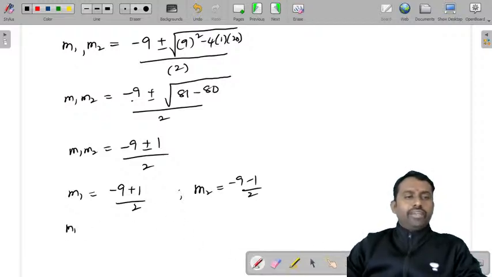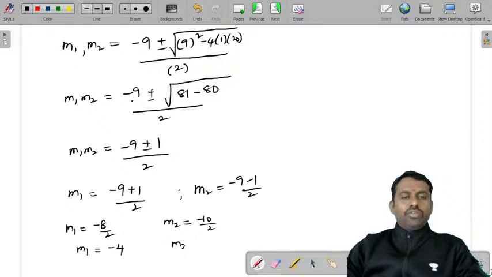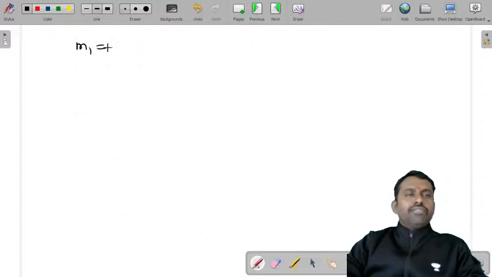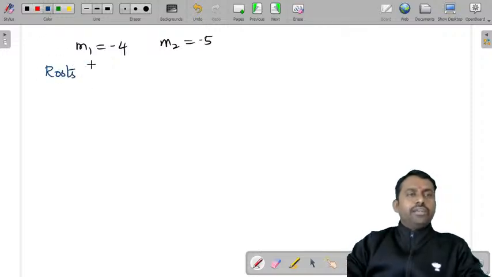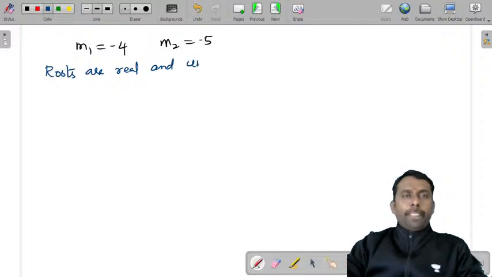So m1 is equal to minus 8 by 2, m2 is equal to minus 10 by 2. So the roots are real and unequal. This is minus 4 and this is minus 5. So you got the roots as m1 is equal to minus 4, m2 is equal to minus 5. What are the roots we got? Roots are real and unequal. So what is the solution?